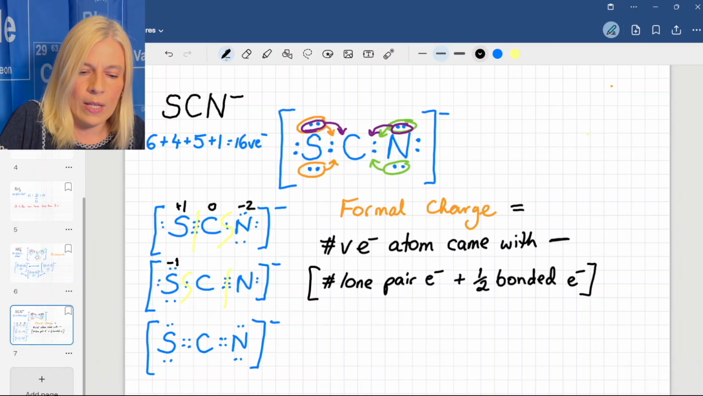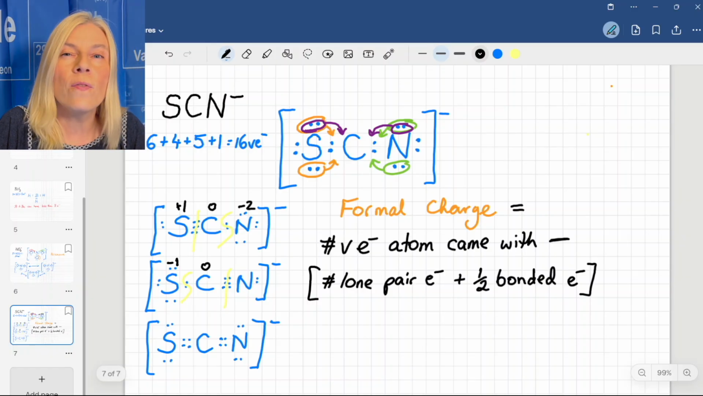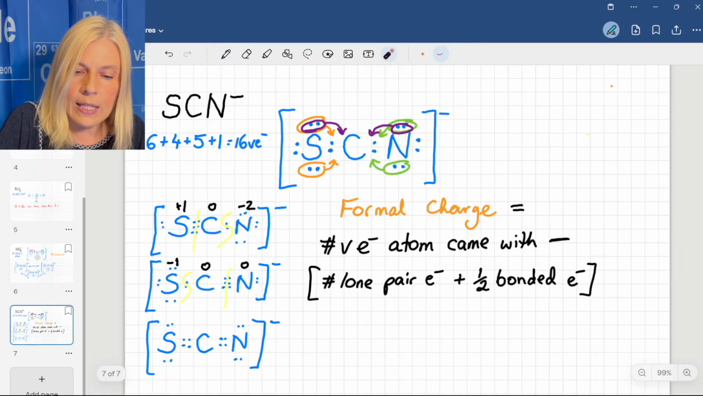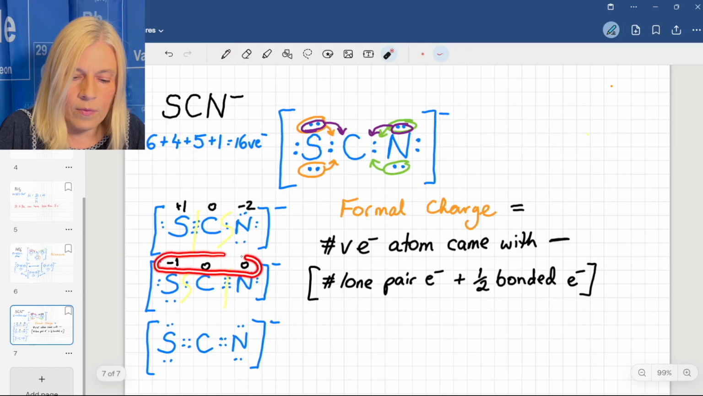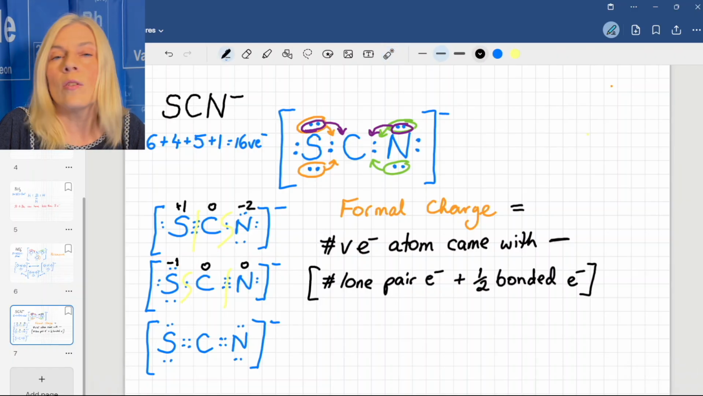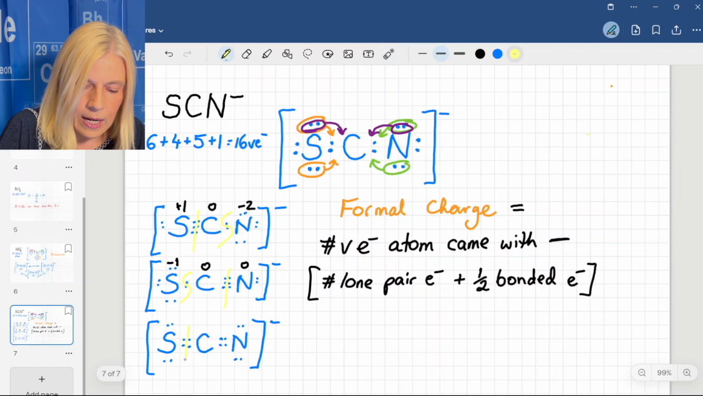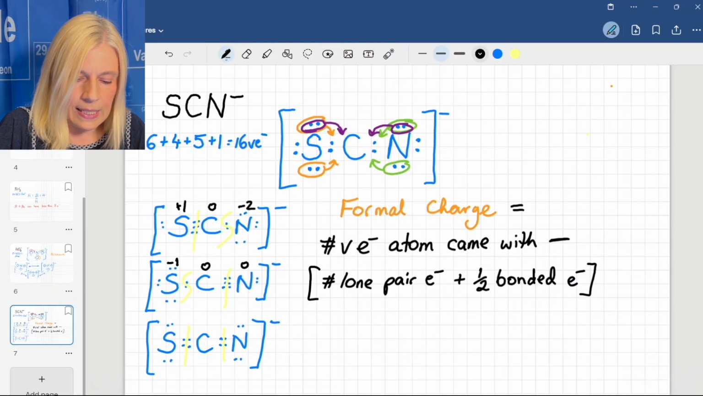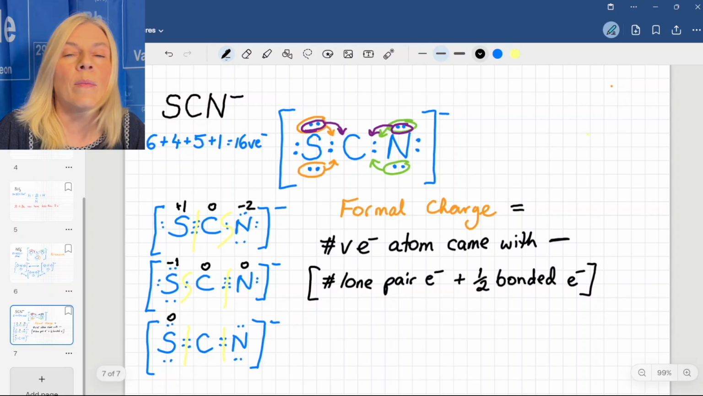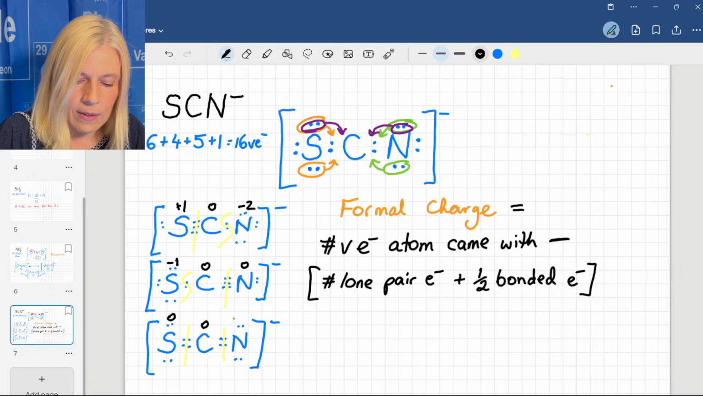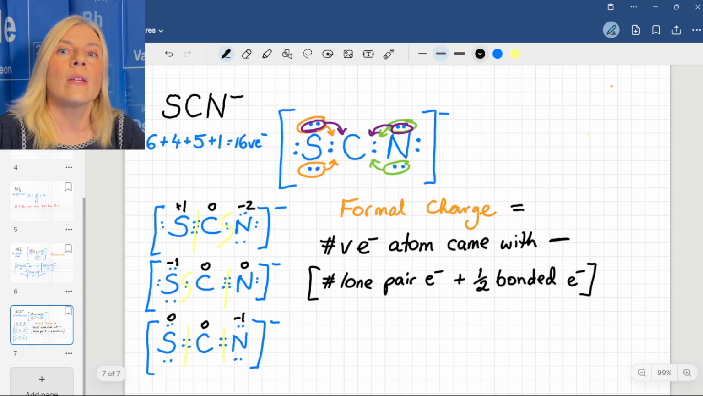Carbon comes with 4. Now it has 4. It has 0. Nitrogen came with 5, and now it also has 5 around it, so this is 0. And what's nice here is we're going to add up all of these numbers, and they do add up to negative 1. Okay, let's keep going. Sulfur, let's split up the bonded electrons really fast. All right. Sulfur comes with 6, and now it has 6. Here is 0. Carbon comes with 4. It has 4 around it, 0. Nitrogen comes with 5, and now it has 6 around it. 5 minus 6, -1. So far, so good.